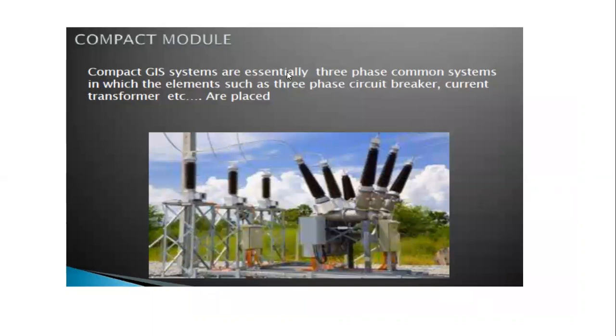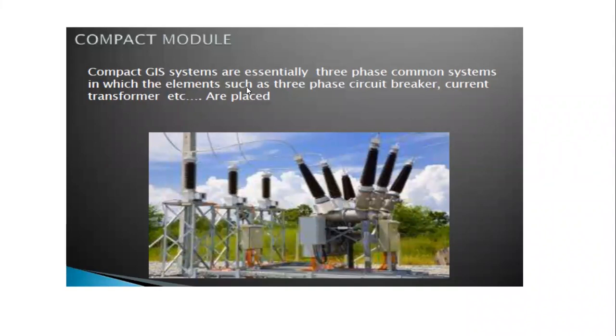Next type is the compact modules. The compact GIS systems are essentially three-phase common systems. This is the R phase, Y phase and B phase. This is the three-phase common system.